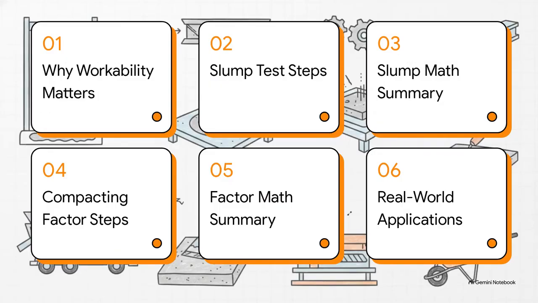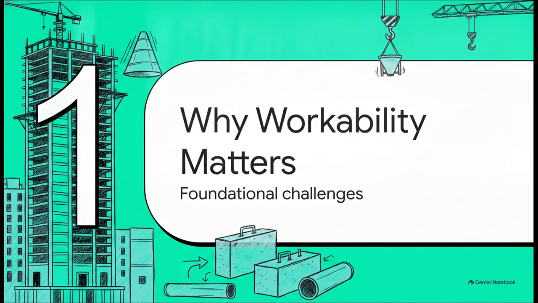Okay, here's our roadmap for today's tutorial. We're looking at why workability matters, the slump test step-by-step, slump math and an exam summary, the compacting factor test steps, factor math and its exam summary, and finally, real-world engineering applications. We've got quizzes packed in here too to make absolutely sure you ace those final exams and are fully prepared for modern industrial maintenance.